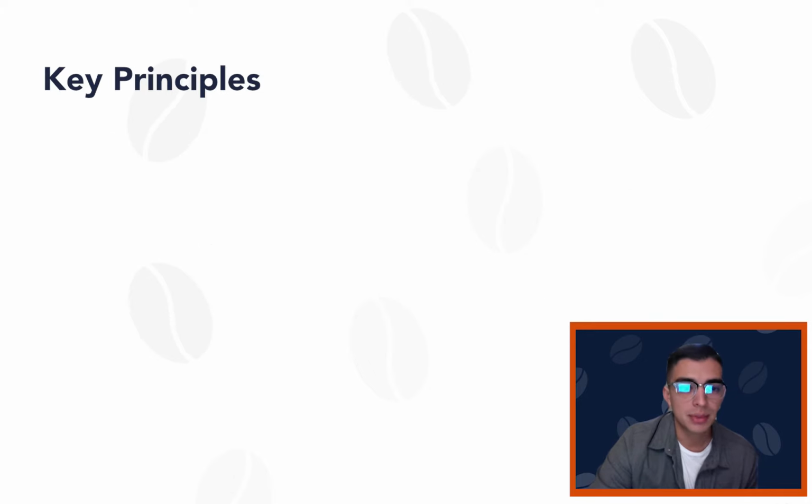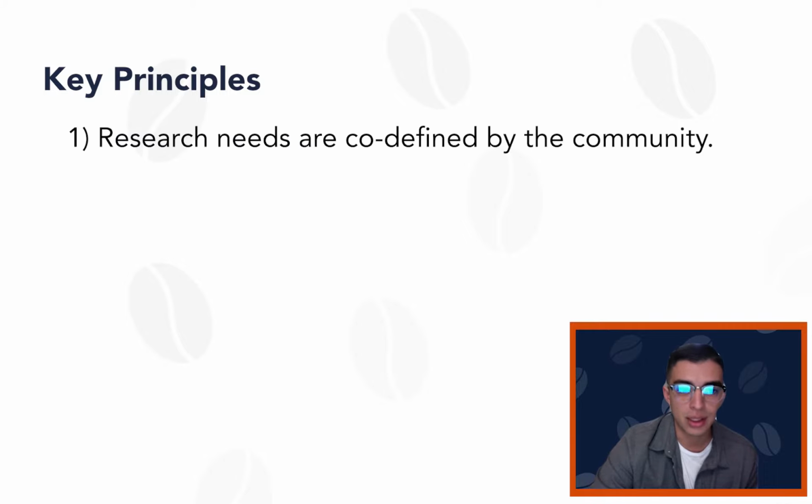Okay, let's review some key principles of community-based research. First, we need to understand that community-based research is not a research method or a study design. Instead, it is an approach intended to give the community authority in the research project. With that being said, the first key principle is that research needs need to be co-identified by the community. As mentioned, you want the community to be highly involved in this research project. And the research project is intended to contribute to public good.